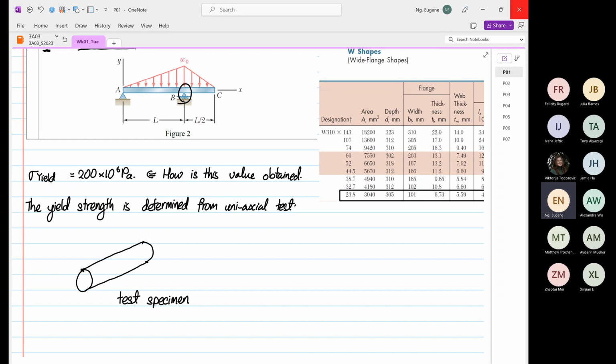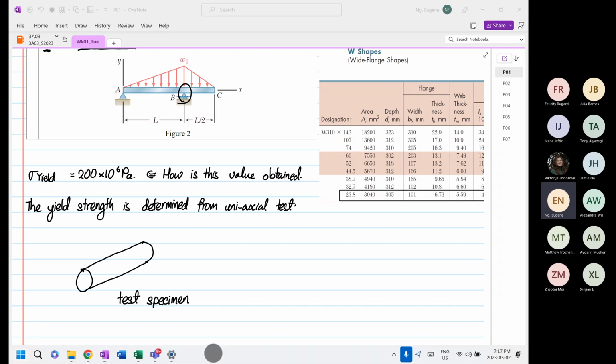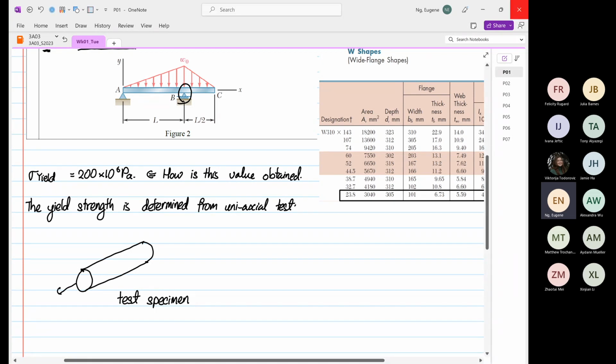So what happened for this case, okay, is they carried out a uniaxial tensile test. Okay, so this is P1, P and P prime. So this is what we call a tensile test.